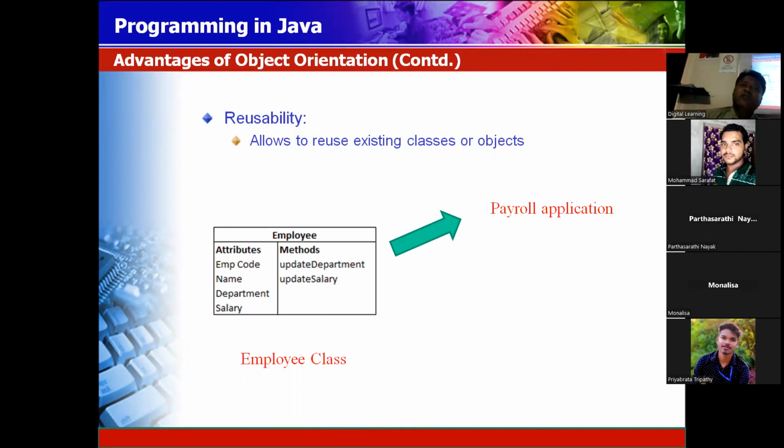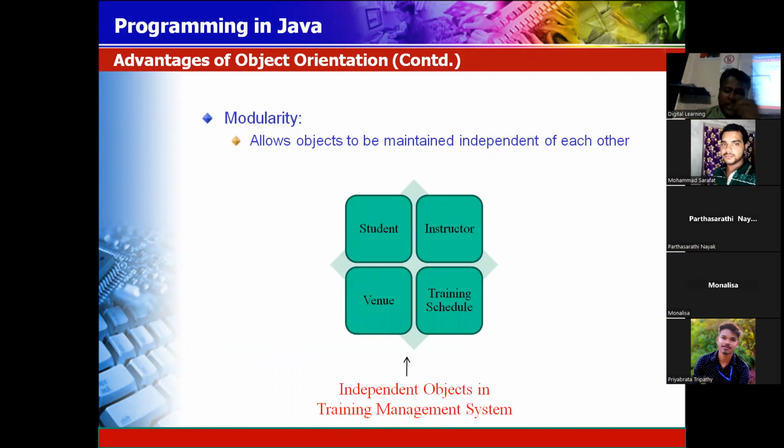Reusability. Reusability allows us to reuse existing classes and objects. Modularity. Modularity allows the objects to be maintained independently of each other.